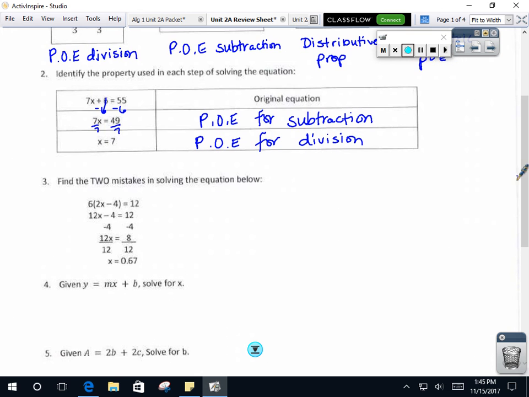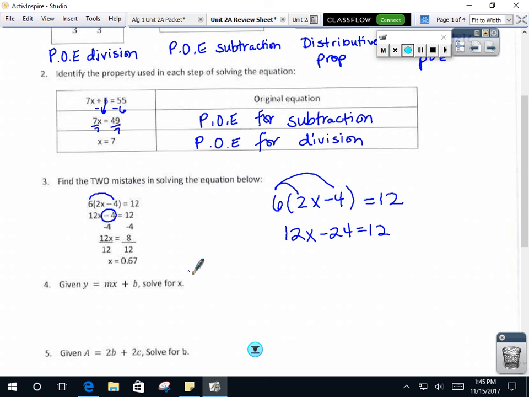All right, number 3, find the 2 mistakes in solving the equation below. This is what I recommend. I recommend rewriting the question, working it yourself. So if you were working this, what would you do? Distribute out the 6, which would become what, Marcus? Okay. 12x minus 24 equals 12. Is that what they got? Right. She forgot to distribute the 6 to the negative 4. So there's one mistake. Then after this, what would happen?